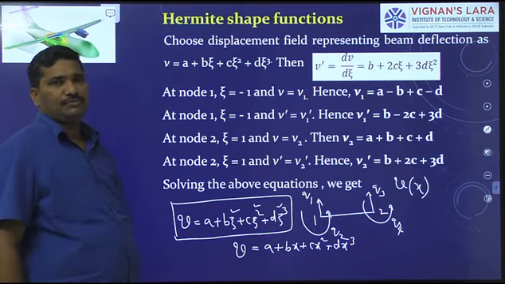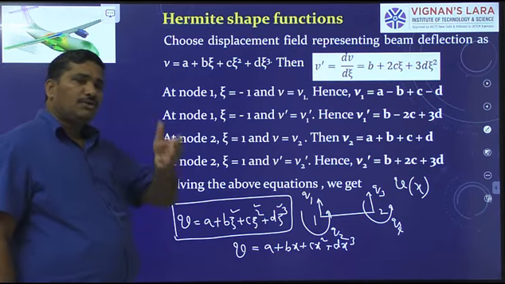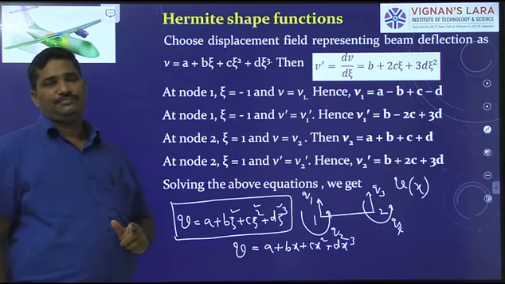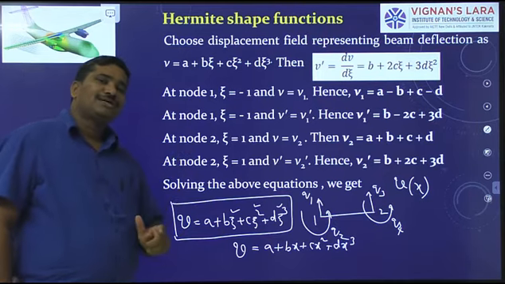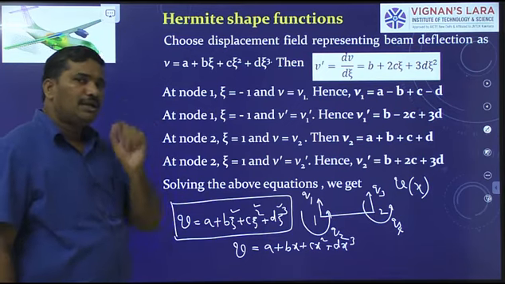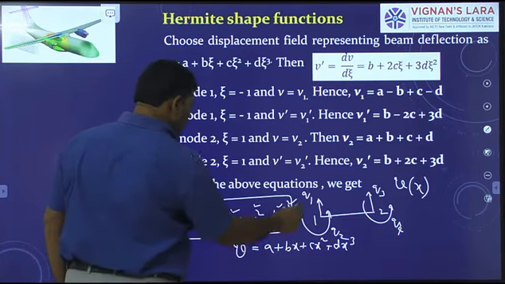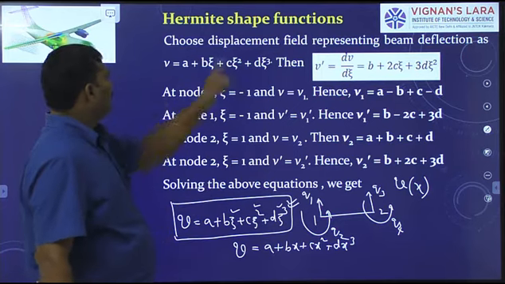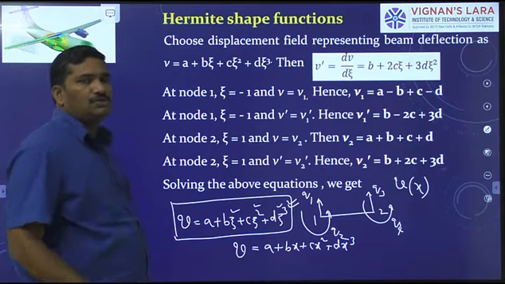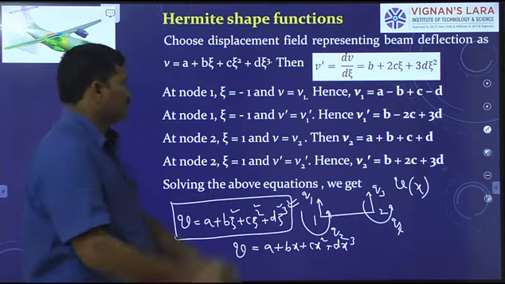Then you get the shape functions in terms of x. Okay. For each element, you can use the local reference frame with the natural coordinate j. Therefore, I derive the Hermite shape functions for a one-dimensional beam element using the natural coordinate j. That is the reason why I choose the beam deflection like this. I have written here V equals A plus Bj plus Cj square plus Dj cube to derive the Hermite shape functions for the one-dimensional beam element.